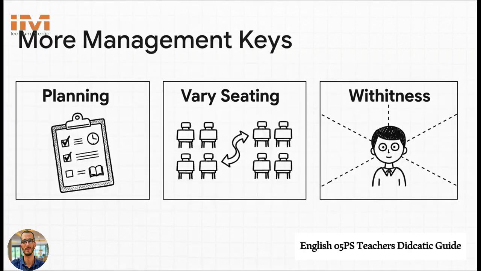Now, beyond feedback, the guide points to 3 other keys. First, planning. A solid lesson plan is your best defense against chaos. Second, mix up the seating. Seriously, just changing the layout can totally change the energy in the room. And finally, my favorite, withitness. It's that classic teacher superpower, right? Having eyes in the back of your head.